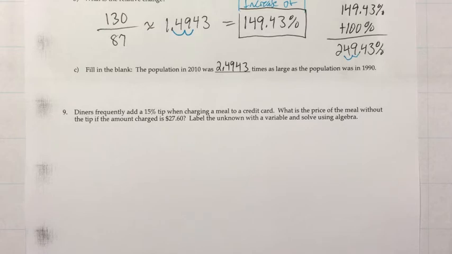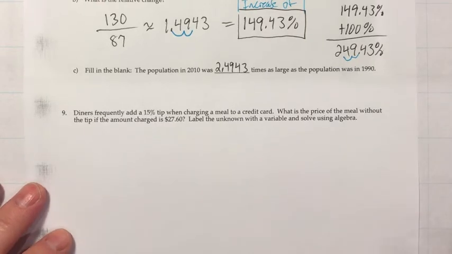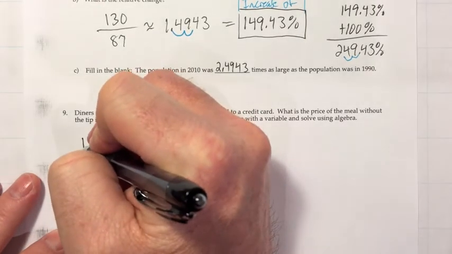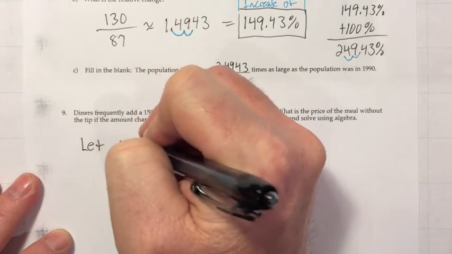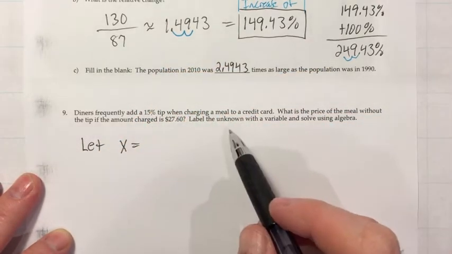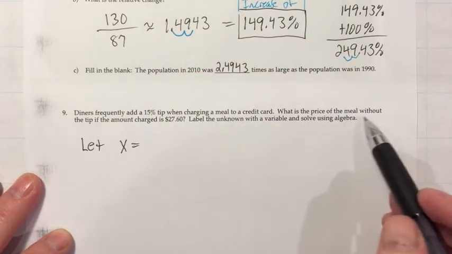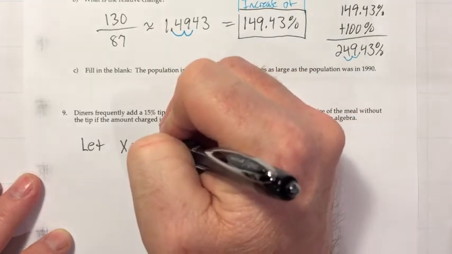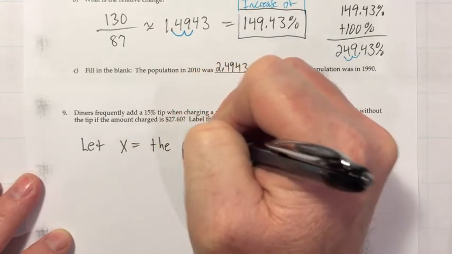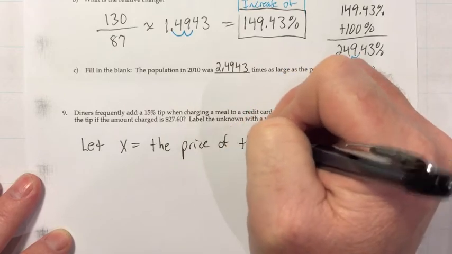So when they say label the unknown with a variable, they're not just saying use a variable, but label what the variable means. So I'm going to let x equal the thing that we're trying to find. And what did they ask us for? What is the price of the meal without tip? So let's let x equal the price of the meal without tip.